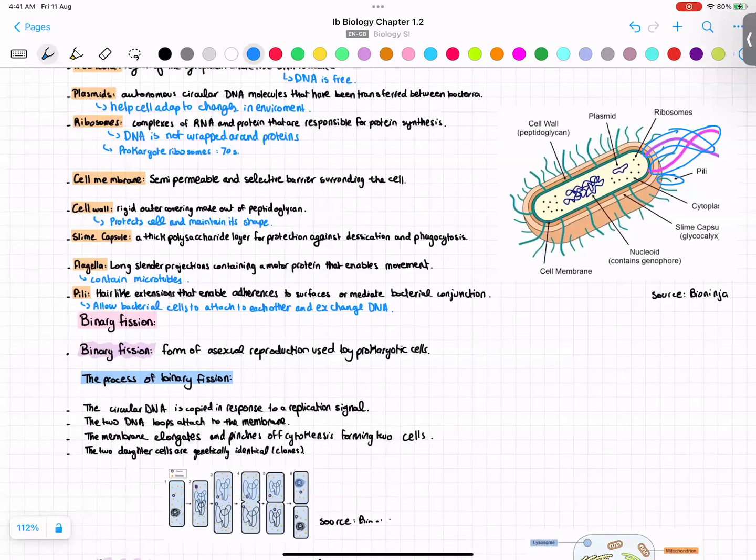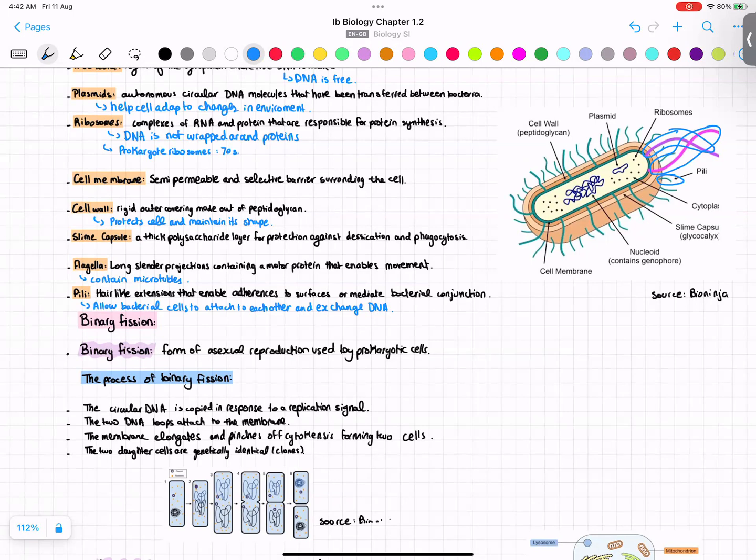Now, we're going to be discussing binary fission. It's a form of asexual reproduction used by prokaryotic cells. If you watched my previous video of section 1.1, you would know that asexual reproduction does not involve any fertilization. Now, the process of binary fission. By the way, this is one of the only processes in all of IB biology where the steps are identical in many sources, so it's very important to know this word for word.